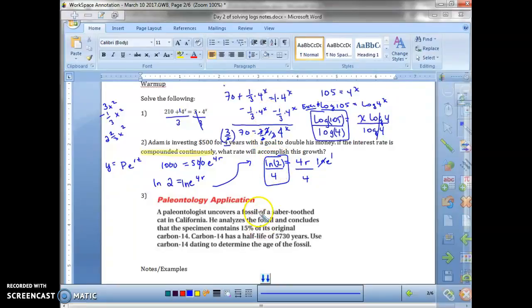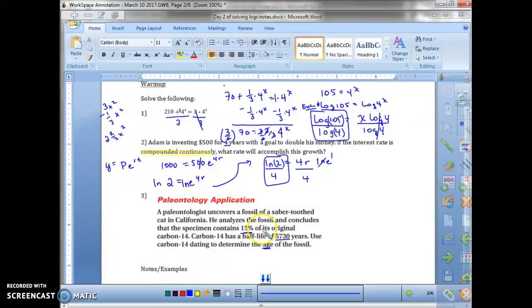Now the next problem is probably the most challenging one. And I'm going to start by just determining what information I have. I know that the half-life is 5,730, and that's for carbon-14. And they're measuring the amount of carbon-14 to determine the age of the fossil. And we want to know the age of the fossil if 15% of the original carbon-14 is remaining.